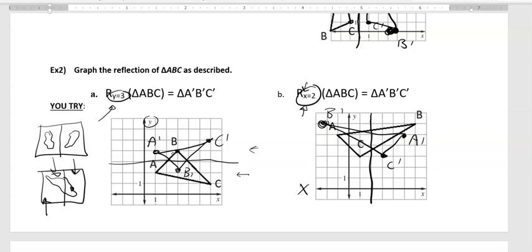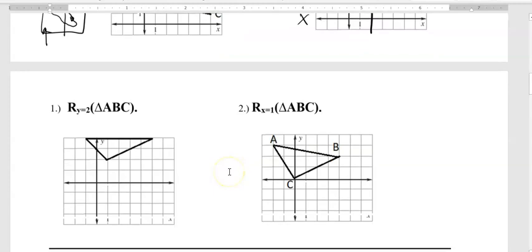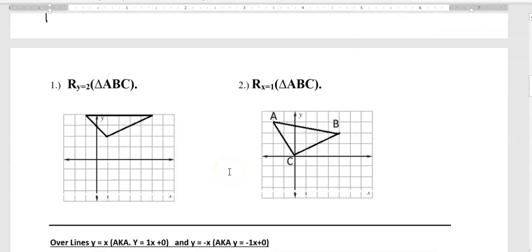All right, what I want you guys to do is go ahead, people at home, go ahead and pause the video and try these two problems. People in class, go ahead and do these. Draw your line of reflection and do your reflection.